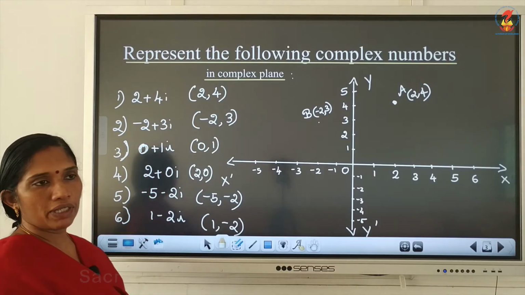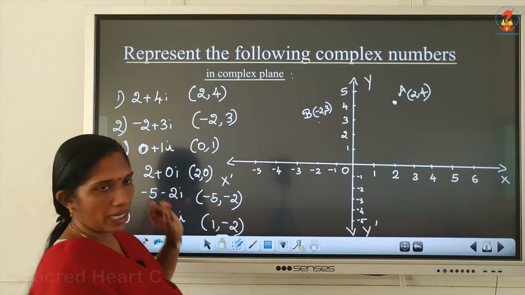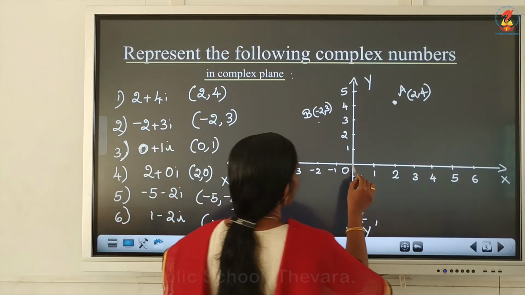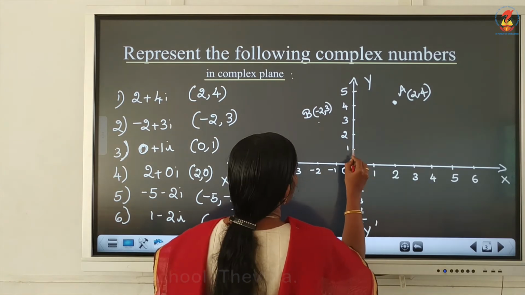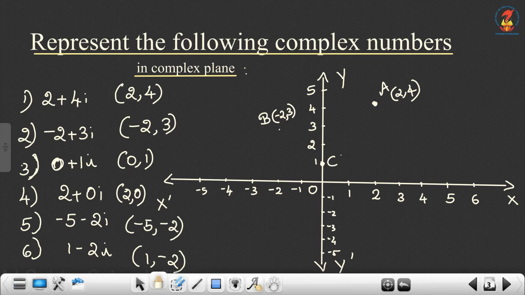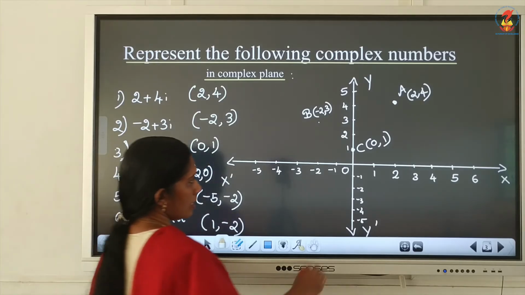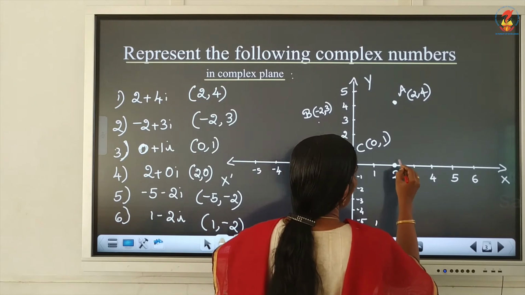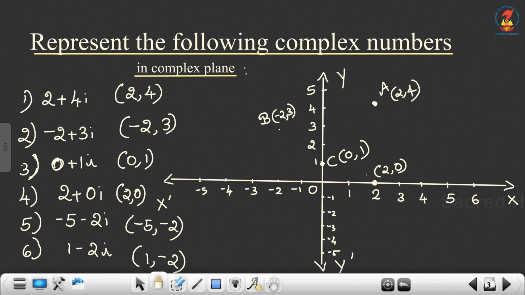Then (0, 1): the real part is 0, only the imaginary part. So, 0 on the x-axis, 1 on the y-axis. So, this is the point C, (0, 1). Now, the next is (2, 0): that is only the real part, no imaginary part. So, that is on the x-axis, (2, 0), let the point be D.